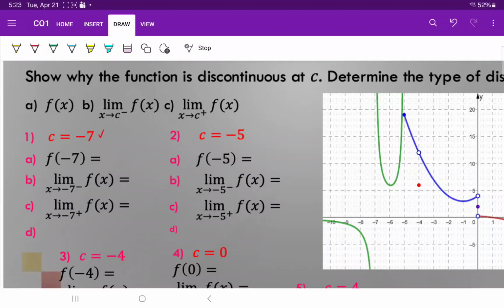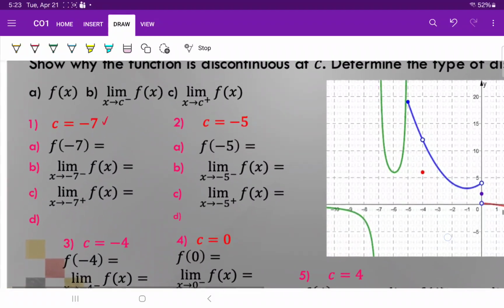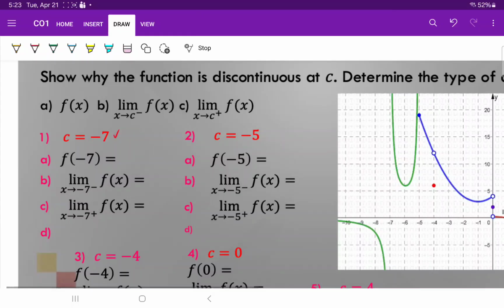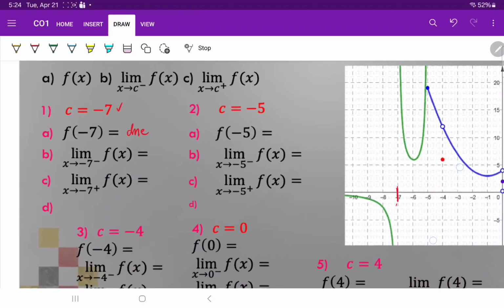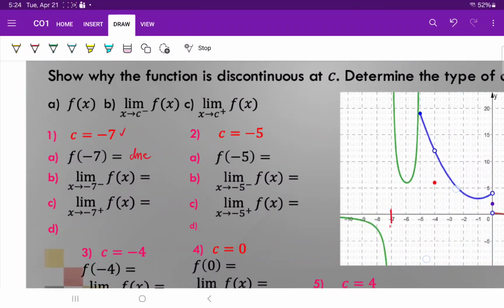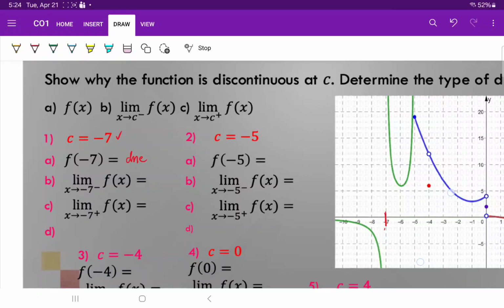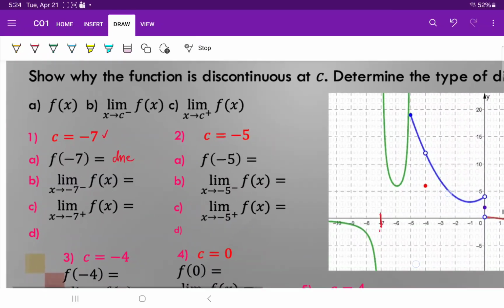Because when c is -7, f of -7, do you have it here? Do you have a value for f of -7? It does not exist. Because look, when x is -7, it's this one here, right? What's the value of your y? It's infinite or it does not exist. So, it's discontinuous right away. Discontinuous, because f of negative 7 does not exist.